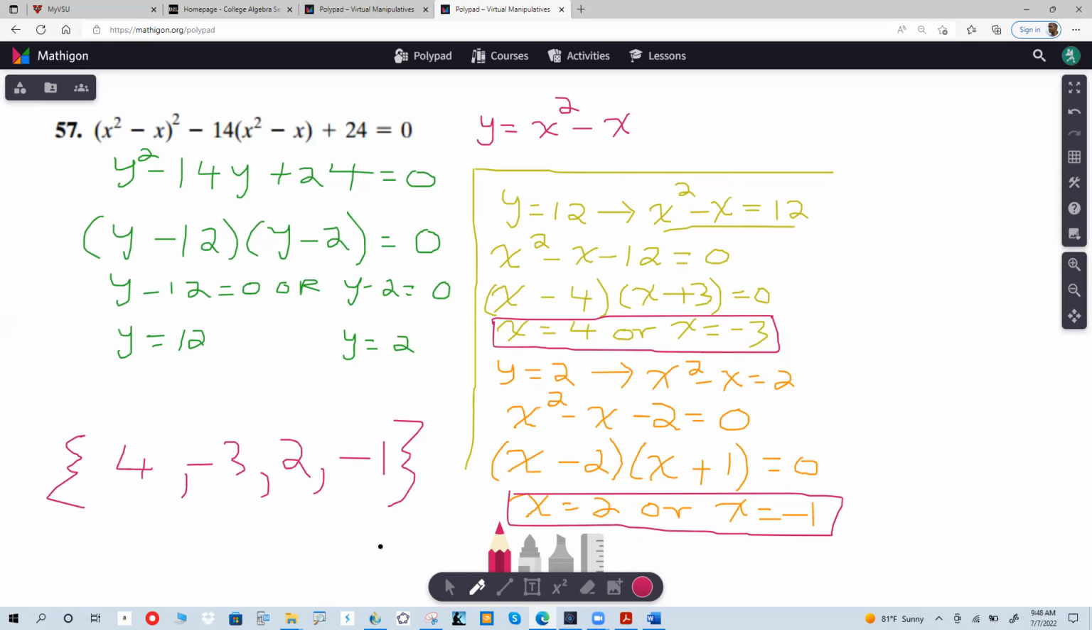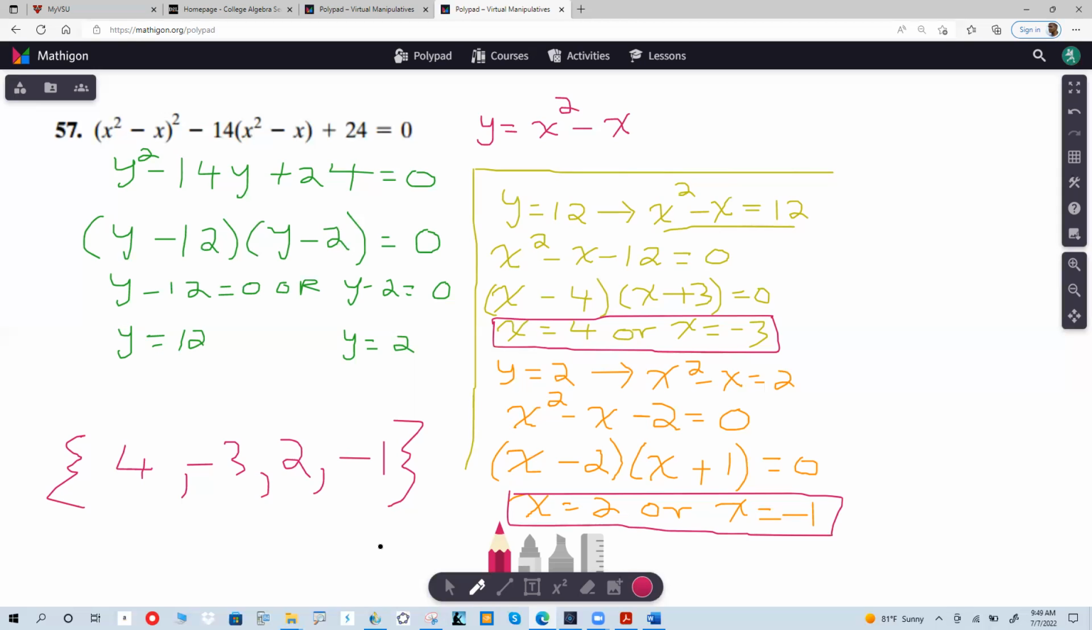Some people write it like this: x is equal to 4, x is equal to -3, x is equal to 2, x is equal to -1. That's also acceptable, okay? The catch is you have to have all 4 answers with the right signs, all 4 of the solution sets, right? With the right signs, right?